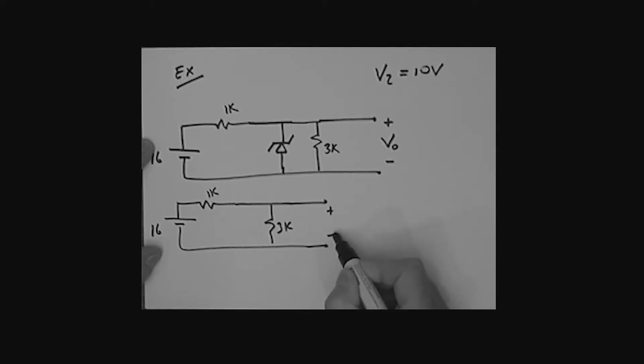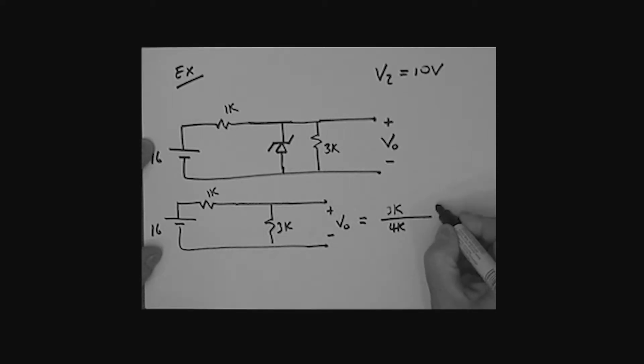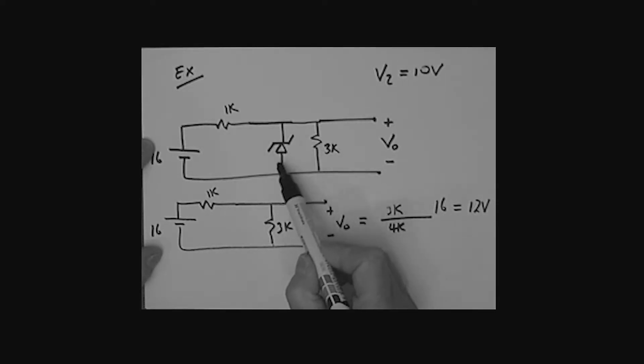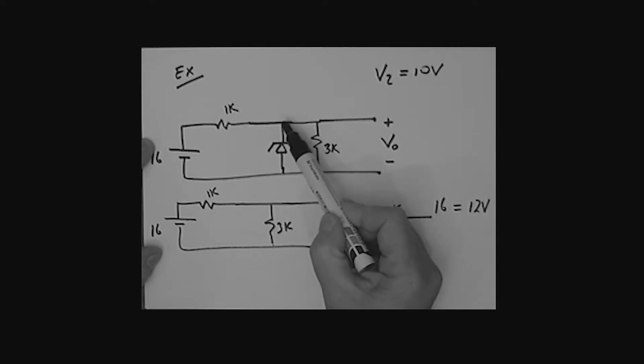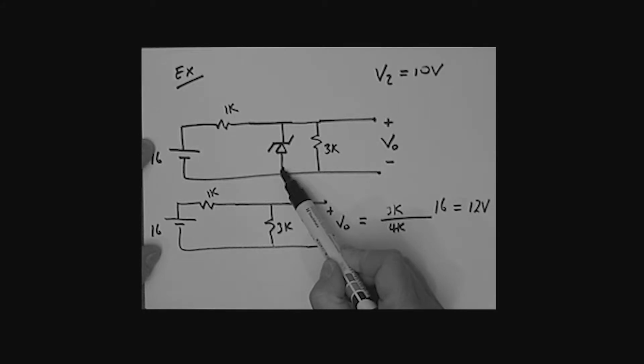So if I determine what this voltage is now, let's still call it VO, that voltage would be what? Well, this is a simple voltage divider. So it would be 3K divided by the sum of the two, which is 4K, times that 16. If we care to work that out, that would be equal to 12 volts. So without the Zener in the circuit, the voltage between this point and this point is 12 volts. If we put the Zener in the circuit, this diode will conduct, it will operate in the breakdown region, and this voltage will have reached its maximum of 10 volts.